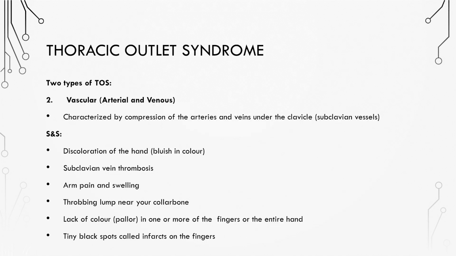On the other hand, vascular symptoms are characterized by noticeable discoloration, typically bluish in hue, in the hands or sometimes extending up the arms. This is due to subclavian vein thrombosis, essentially blood clots, which can lead to swelling and pain. In some instances, a throbbing lump near the collarbone might appear. This is indicative of inflammation or thrombosis. A less common but more serious symptom involves infarcts in the fingers, which are small black dots signifying tissue death due to lack of blood supply.